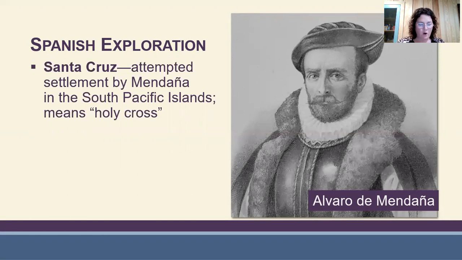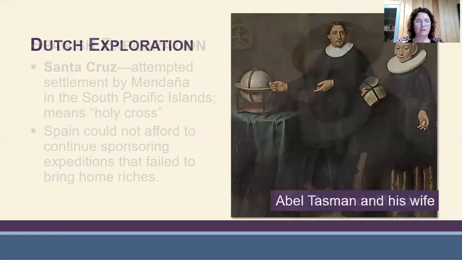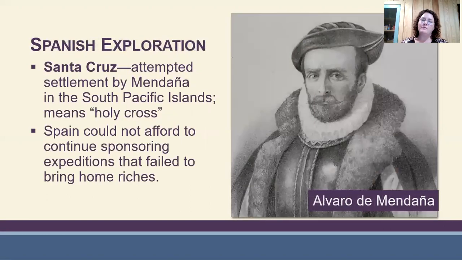Fever soon spread among the settlers, and many died, including Medina. So this is where Quiros took over. The Spanish could not continue to afford sponsoring these expeditions because they weren't bringing back the riches that were promised. So they cut off expeditions looking for this promised new land.